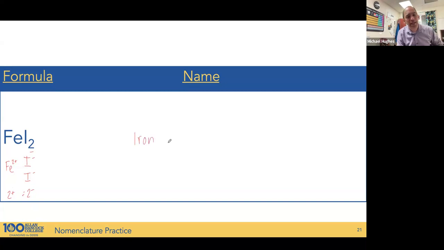Is there a metal? Yes, name it. Do we know its charge? No. So put parentheses, and in parentheses, put Roman numerals that equal the charge of the metal. It's 2 plus. So it's iron(II). And then the non-metal iodine with the suffix "ide," iodide. Is there a metal? Yes. Do we know its charge? No. So we write it in by deducing it from the anions, which is 2 plus. Iron(II) iodide.